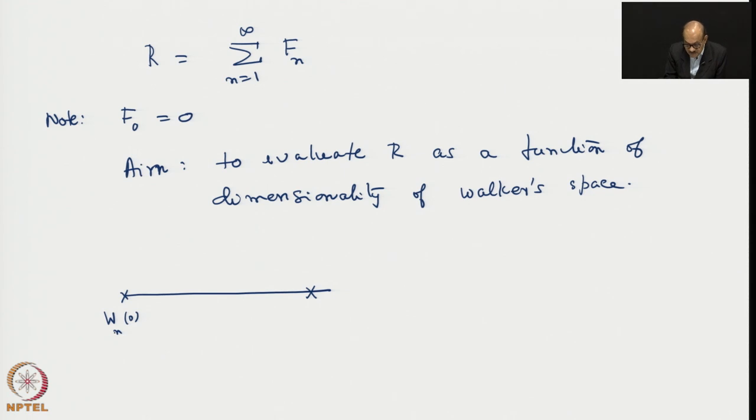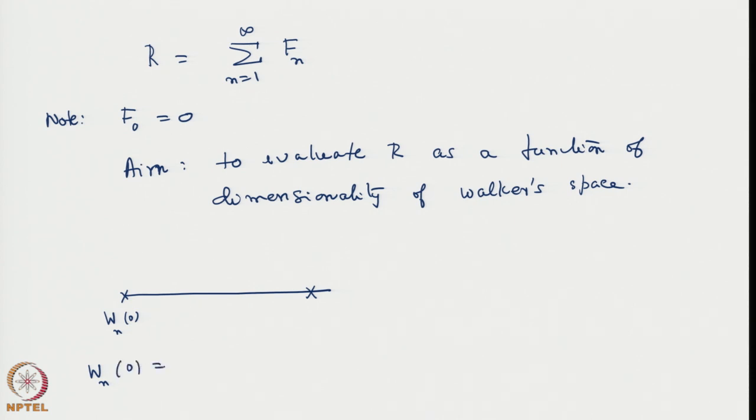That also would contribute to the probability of finding him at the nth step. So, the probability of finding him at the nth step is a superposition of the various occupancy probabilities at the previous steps weighted with the probability of coming back for the first time. Mathematically, we say that Wn0, the probability of being at 0, is delta n0, since at the 0th step, of course, he was there with probability unity, plus the sum over k equal to 1 to n of W(n minus k)0 times Fk.